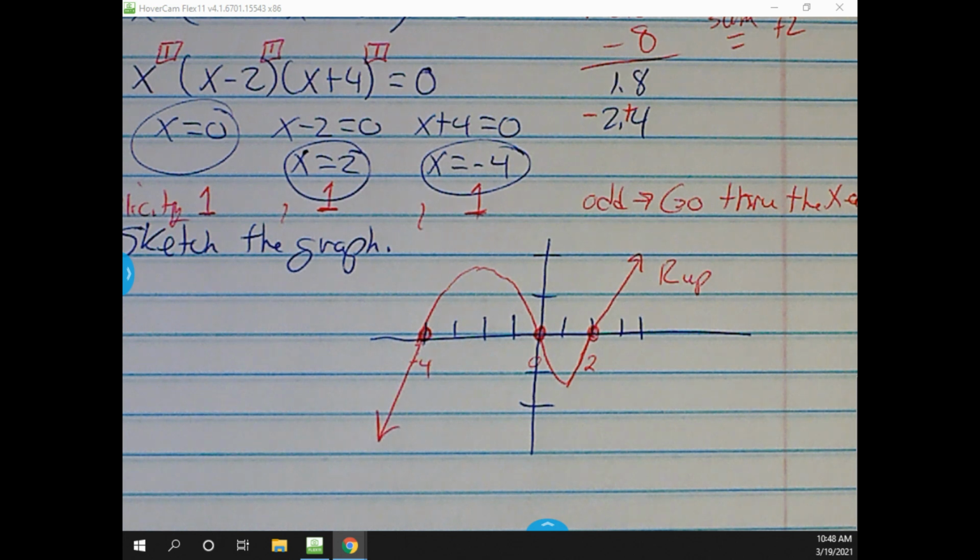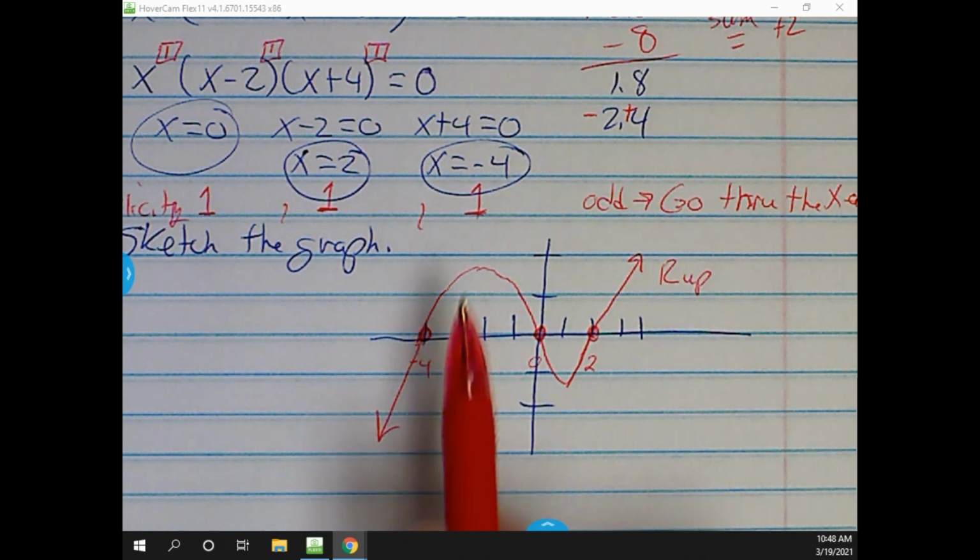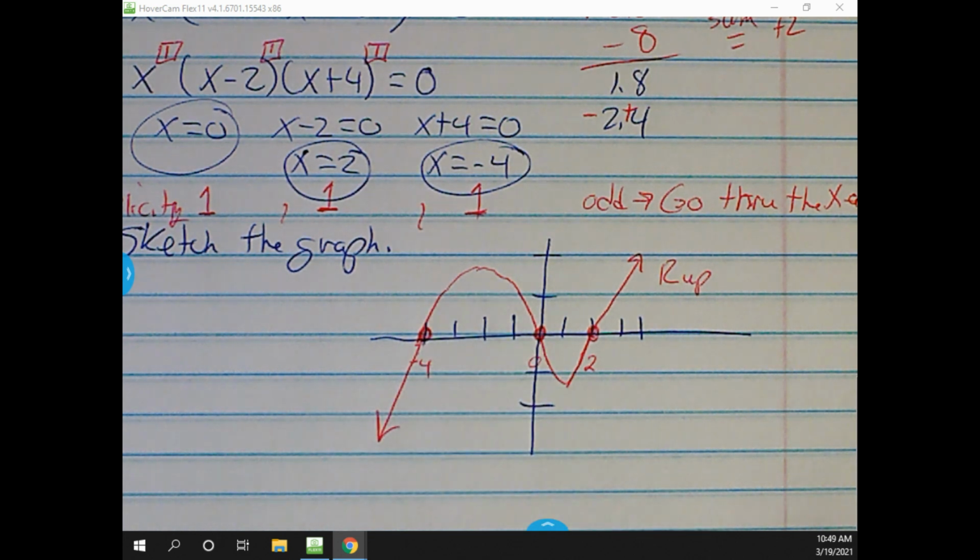And as long as we're sketching it, we're not going to worry too much about how high or how low these points are. The main thing on the sketch is you know where the zeros are and whether or not you're going through it or whether or not you're going to turn around there. And we'll show you a turn around on the next one and let you kind of have an idea of what it looks like.